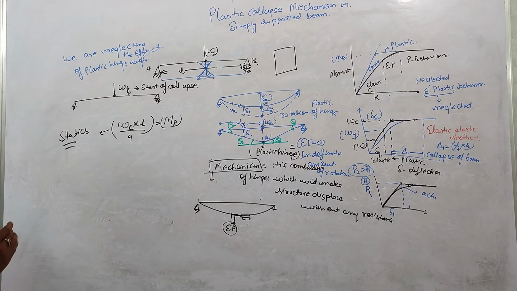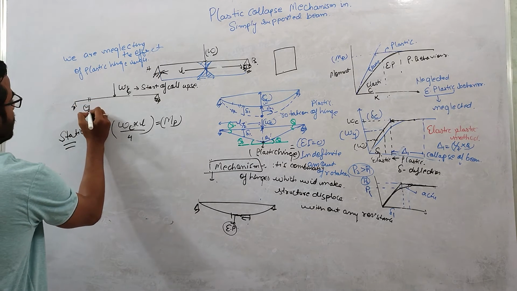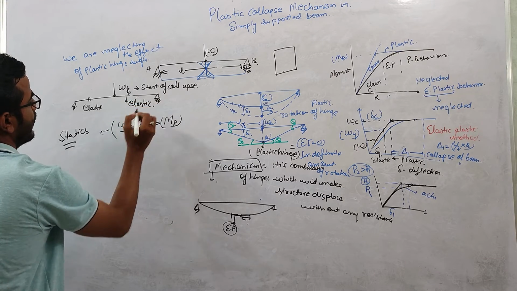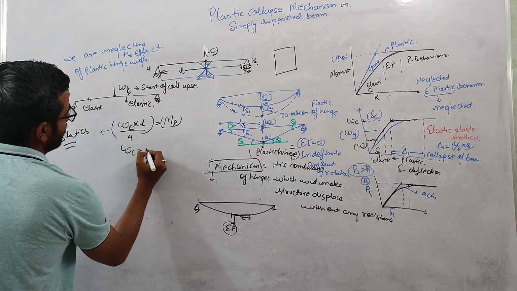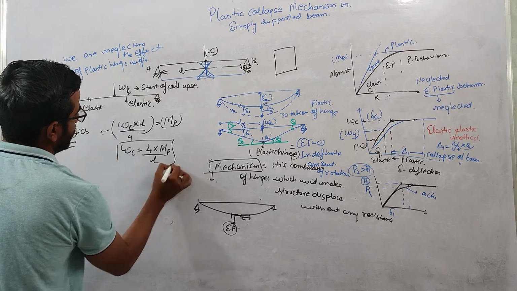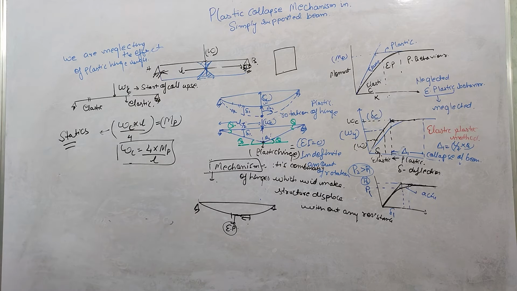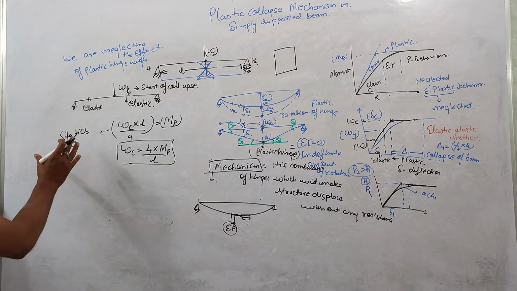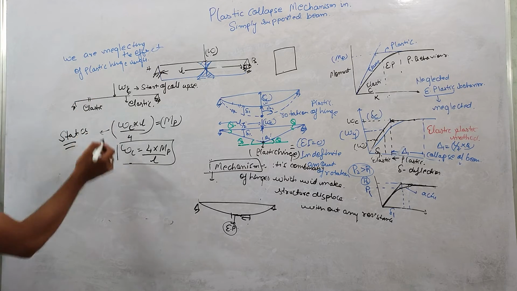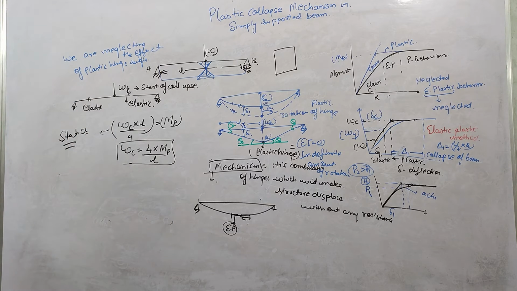So this Wc into L/4 we already know. For a simply supported beam, the maximum moment will be at the center, and that value will be Wc into L/4. Okay, these two parts will remain elastic. And the Wc value will be 4 Mp over L. This is basically using the concept of statics over here. We calculated the moment and equated it to the plastic moment, right?